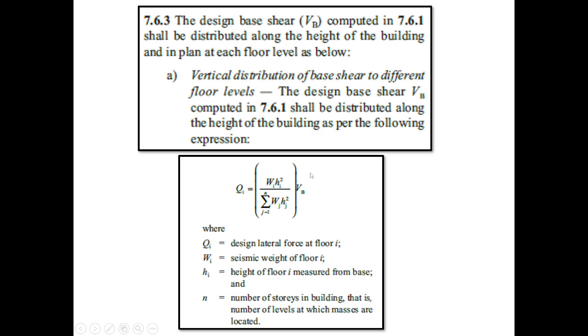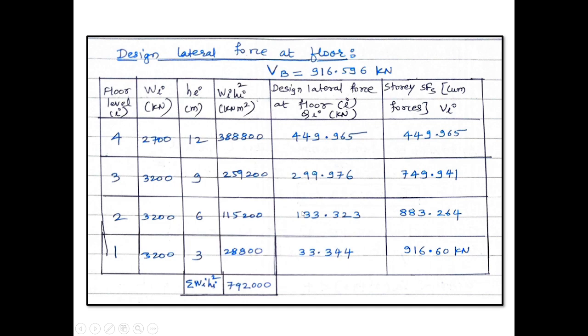So this I have directly taken from the IS code, and therefore let us make this simple table, that is design lateral force at floor. Now here, we know that there are 3 floors and 1 roof, so there are 4 floors. Floor number 1, 2, 3 and the 4th is a roof. Wi in kilonewton, that is the weight, is 3200 for floors 1, 2, 3, and for roof it is 2700. Then height from the base for floor 1 is 3 meter, floor 2 is 6 meter, floor 3 is 9 meter, and the height of roof is 12 meter.